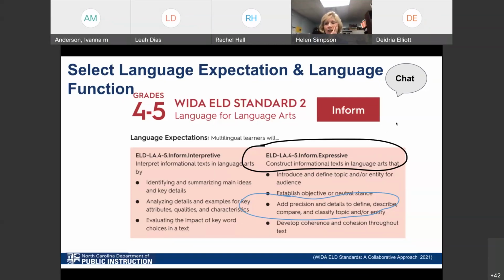Chachana, I would too. I love that. Deidre, a completed model and graphic organizer. Absolutely. And Lisa, would you like to unmute?